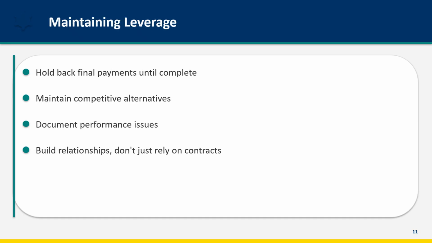Maintain leverage throughout the engagement. Hold back a meaningful portion of payment until complete delivery. Once you've paid everything, your leverage is mostly gone. Maintain awareness of competitive alternatives. If the vendor knows you have options, they're more attentive. Document performance issues as they occur. This creates a record if disputes arise later, but also build relationships. Personal relationships complement contractual leverage. A vendor who likes you will work harder than one who's only motivated by fear.